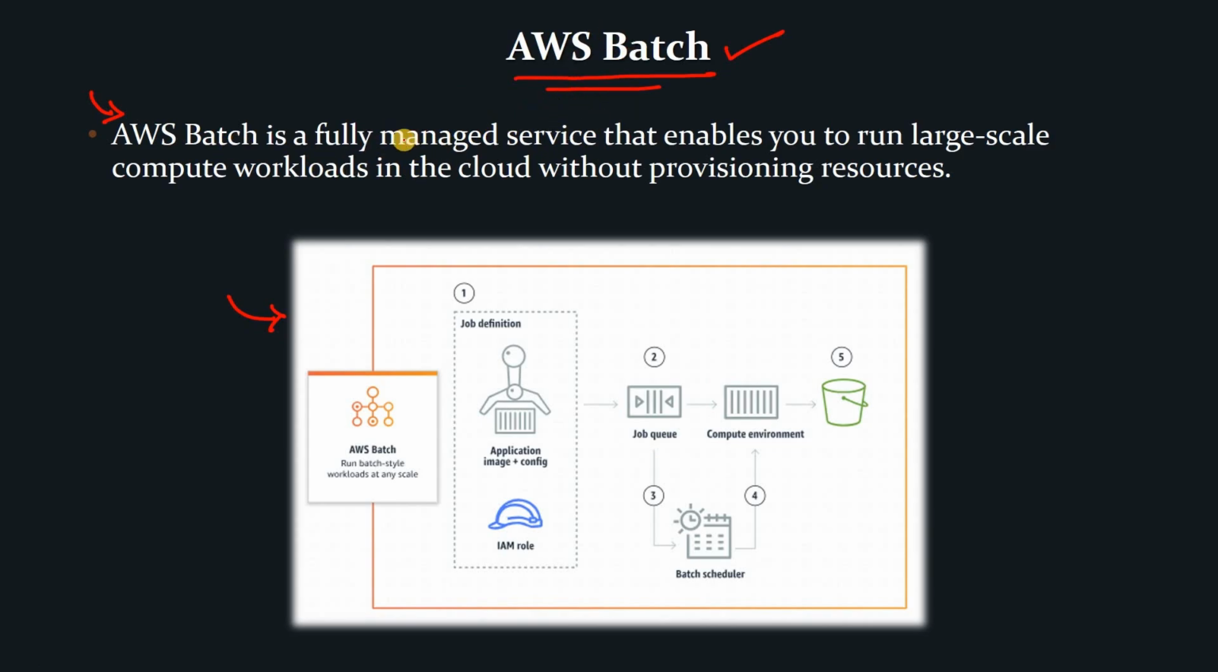So AWS Batch is a fully managed service that enables you to run large scale compute workloads in the cloud without provisioning resources. Okay, so it is kind of a serverless service, you can think, where we can run our batch ETL workloads or machine learning workloads. For example, earlier we have already explored in detail about Lambda, right? It is one of the very popular serverless services which is fully managed by AWS itself. We can run our different Python jobs.